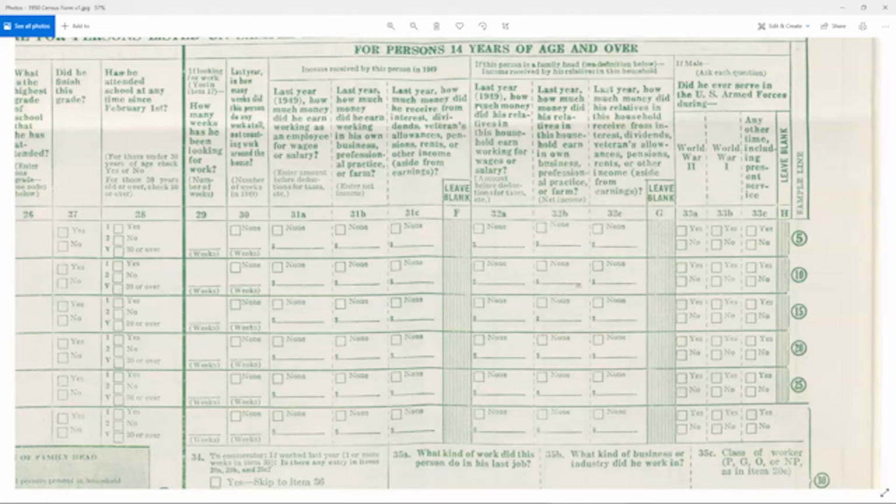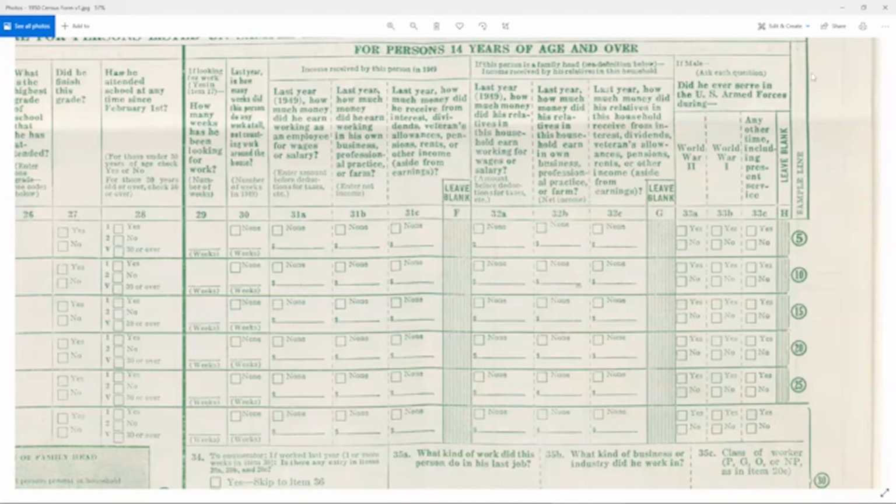So these 3 sets of questions are the same with the exception of who the person is that they are asking the question about. So they're asking about employee wages or salary, how much he earned in his own business, professional practice, or farm, and then income derived from interest, dividends, veterans allowances, pensions, rent, or other income aside from earnings. Same questions over here, it's just from the relatives. And there are more instructions with details in the enumerator's reference manual.